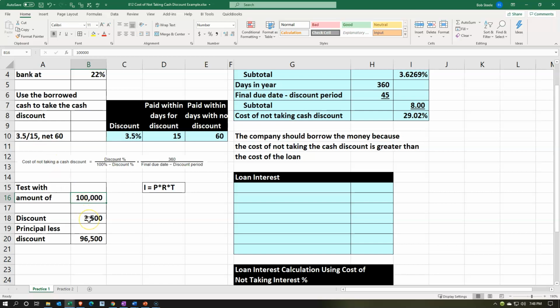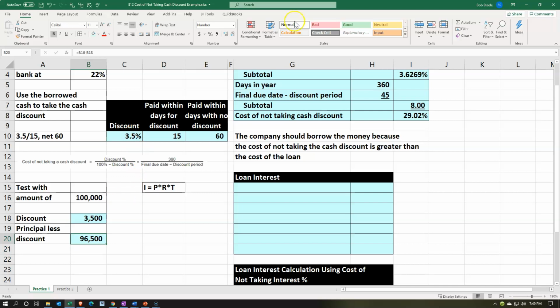That means the discount's going to be $3,500, which is going to be the 3.5% times the 100,000. So if we were to pay then within the 15 days, we would have the 100,000 minus the 3,500, or the 96.5. And I'm going to make these blue, so it'll be something that you can calculate. So if we were to calculate these items, the discount would be equal to the 100,000 times the 3.5. So if we pay within the discount time period, we're going to be paying the 100,000 minus the 3,500, or the 96,500 instead of the full 100,000.